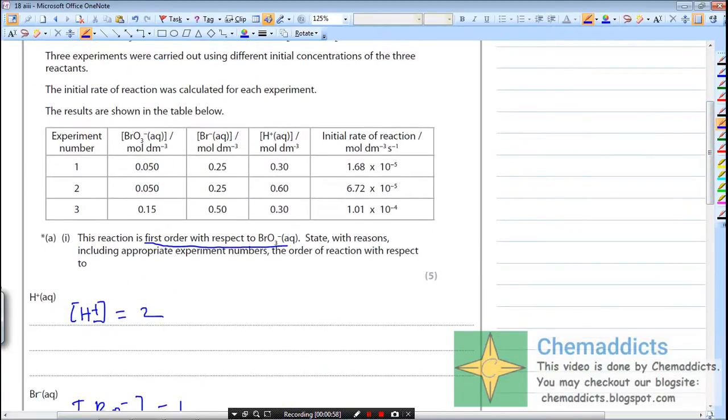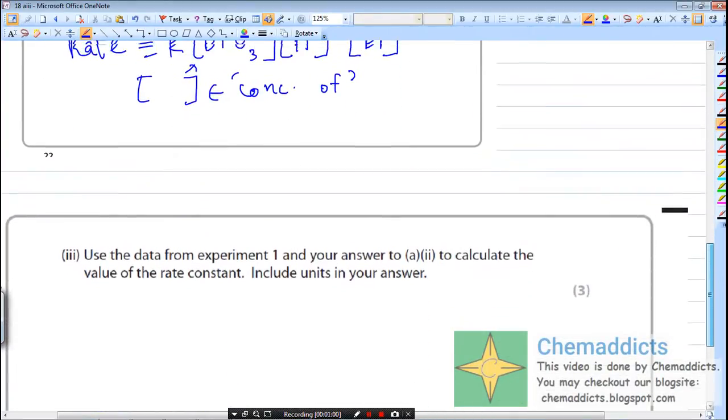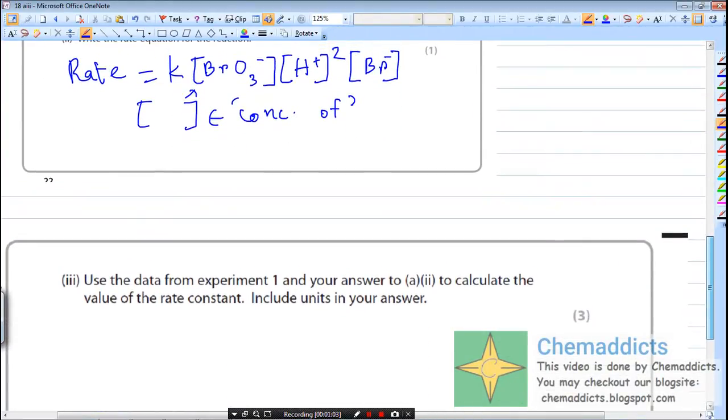So now let us first read the question. Use the data from experiment 1 and your answer to A2 to calculate the value of the rate constant. So they want us to find the rate constant of this particular reaction. Include units in your answer.